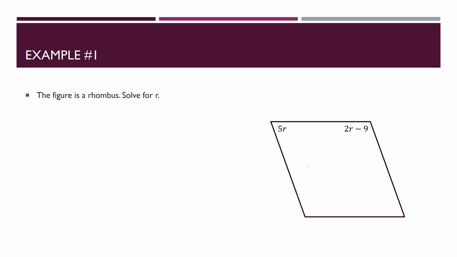So this is a rhombus and we want to solve for r. When I look at these 2 angles, I notice that these are consecutive angles. So with consecutive angles, remember, those are supplementary. So I'm going to write consecutive angles are supplementary.